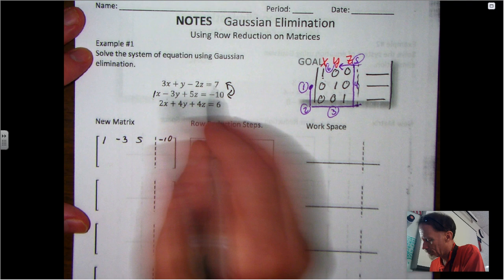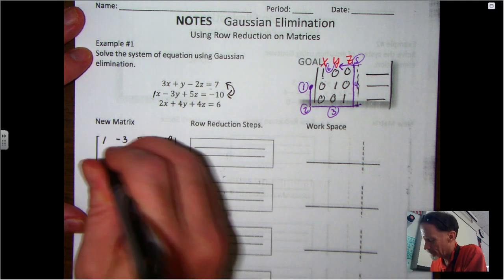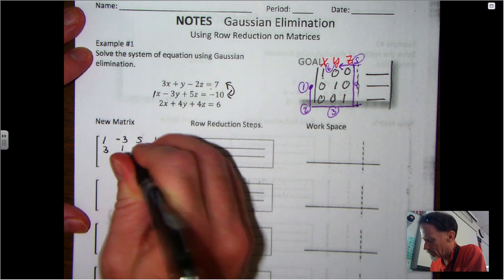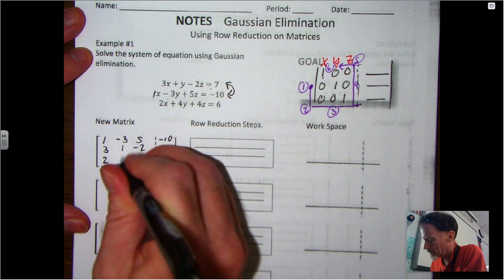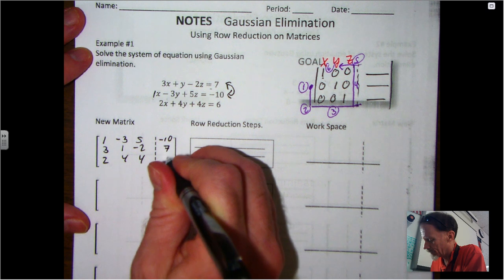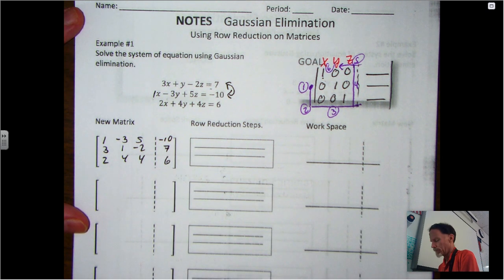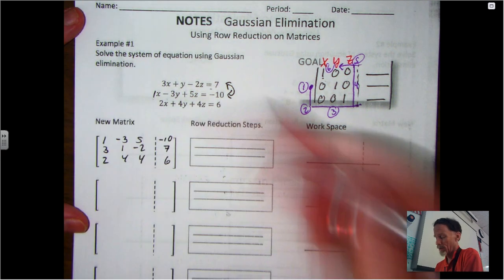And then the second row, I'm going to do that one. So 3, 1, -2, 7. And then 2, 4, 4, and 6. Okay, now let's go and start the process.